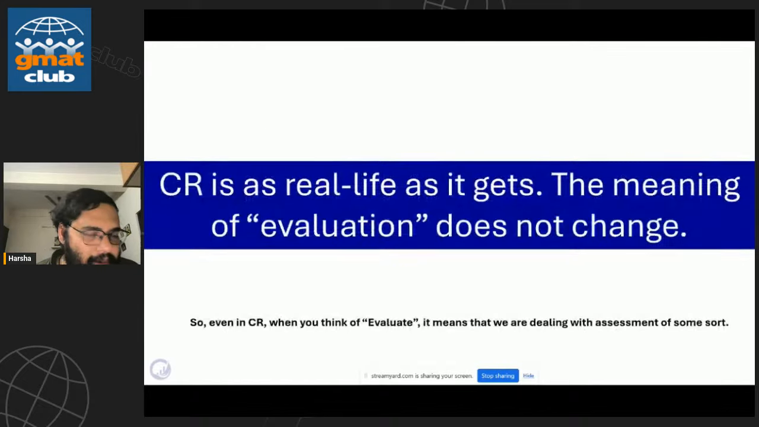Okay. Now that we've discussed what evaluate in general means, the question you should ask is, does it change just because we are getting into a standardized exam like GMAT? Absolutely not. In my humble opinion, CR is as real life as it gets. Everything that you see in real life translates beautifully onto GMAT critical reasoning, right? And therefore, the meaning of evaluation doesn't change. So as you start solving a lot of evaluate questions, don't worry about what evaluate means. It means the same, whether it's in life or in CR.